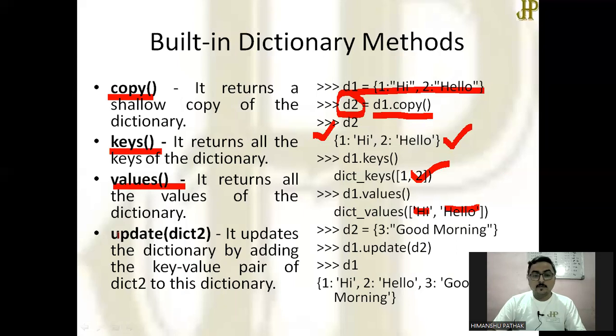Now what is update? Update is again a method that can be used to add new elements. So here you can see that in D1 there are two elements. Now I am going to try to add D2. Okay. So you have to supply dictionary itself in the update argument. So now D1 has three elements. Clear?